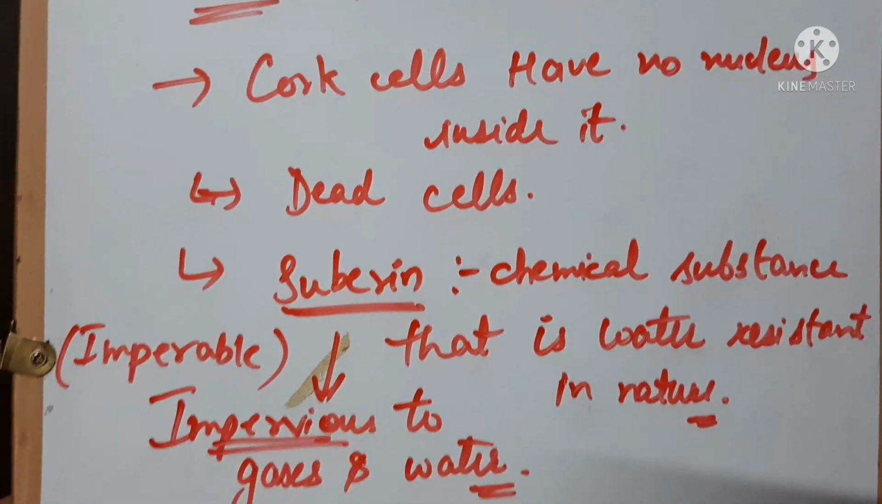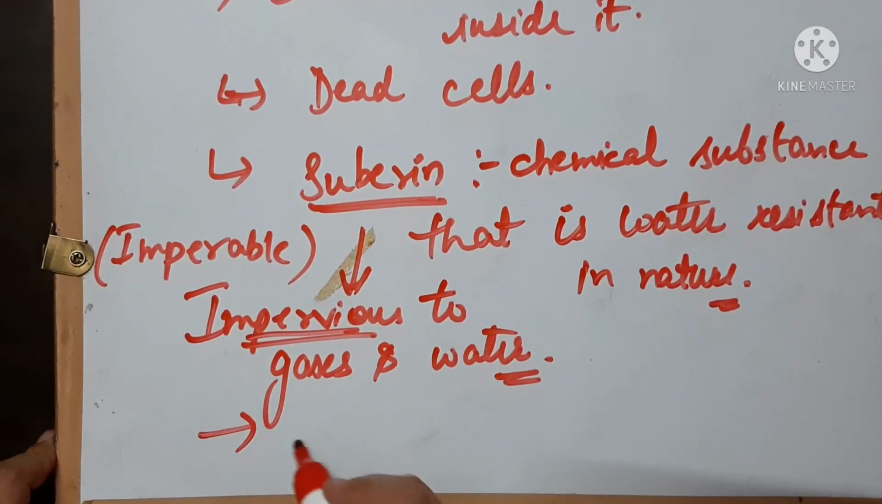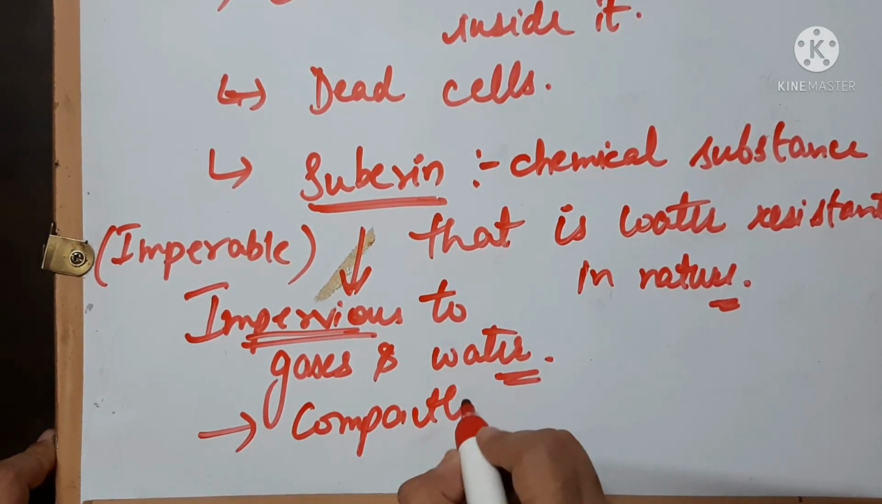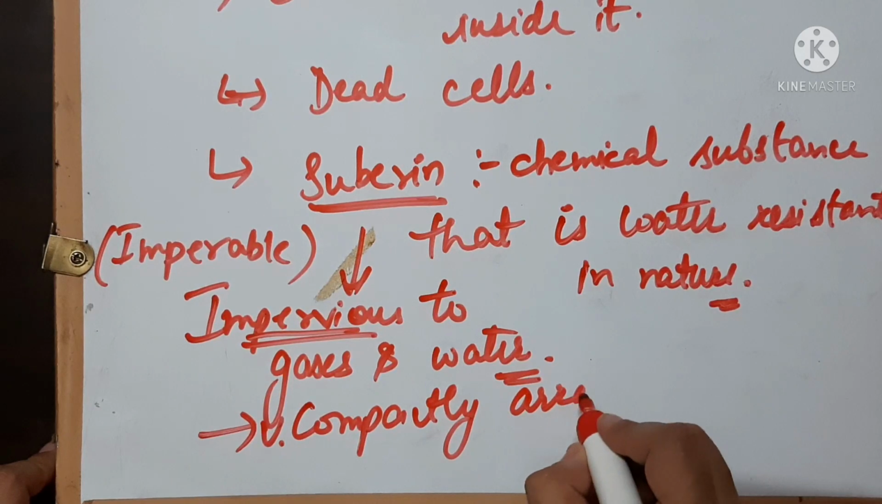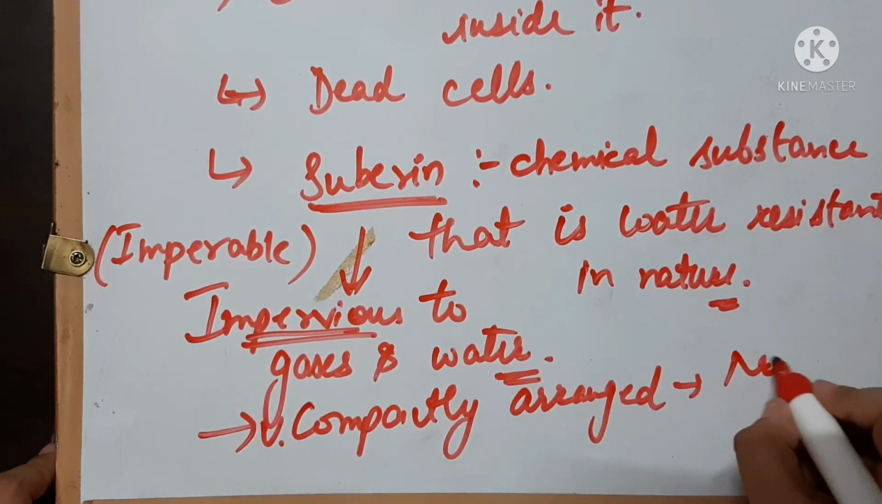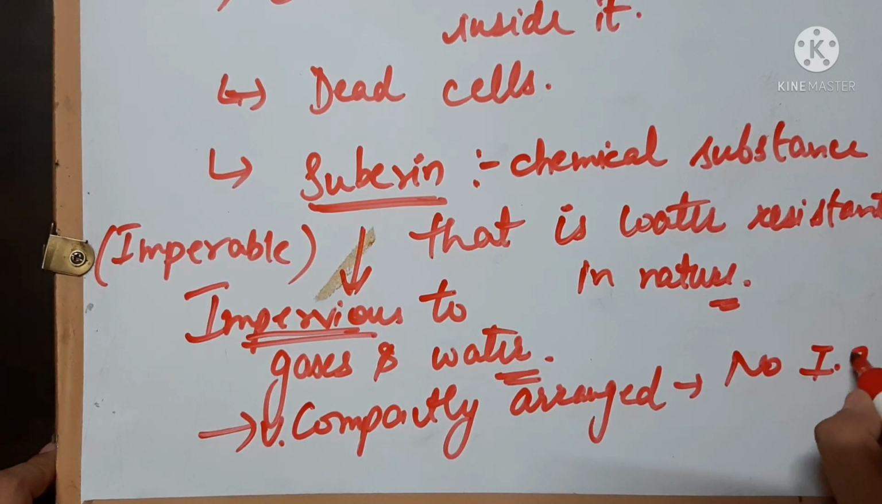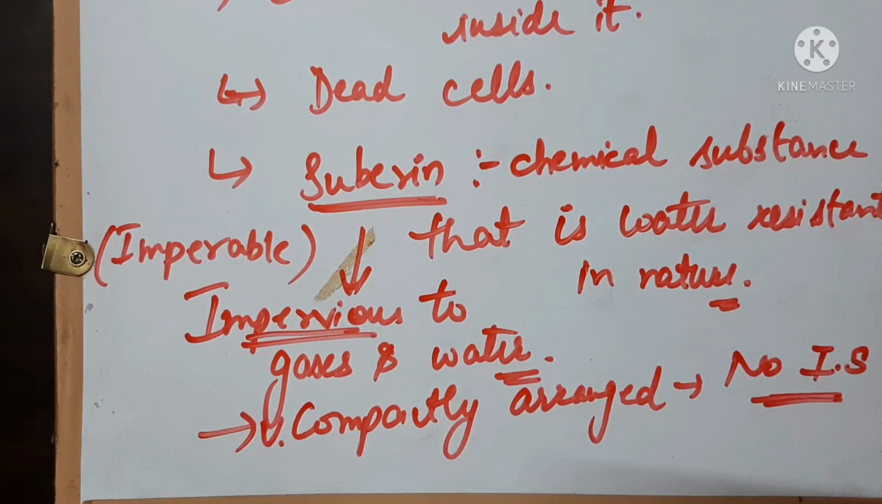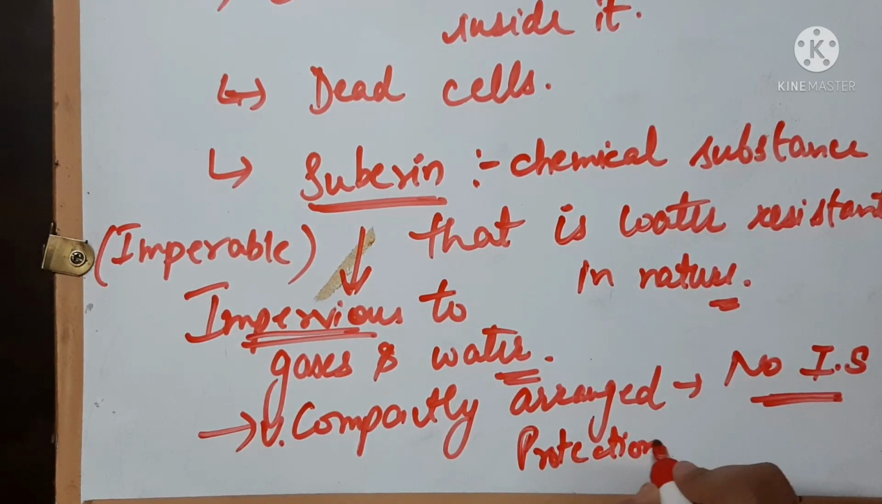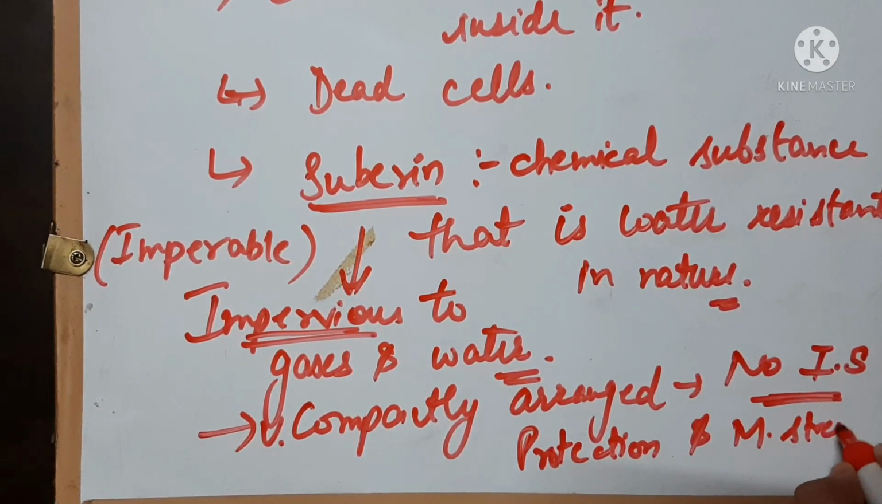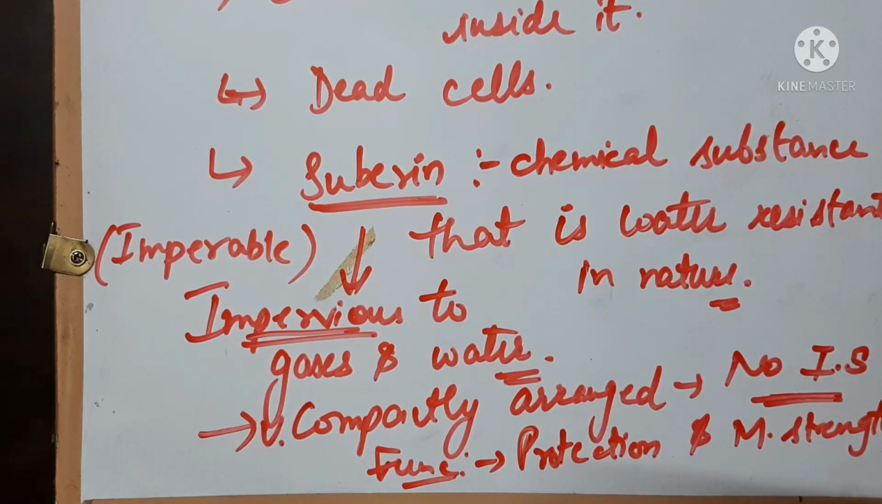And the cork cells are very compactly arranged. So that is why they have no intercellular space between them. So what is the function of cork cells? They provide protection and mechanical strength to the plant or tree, right?